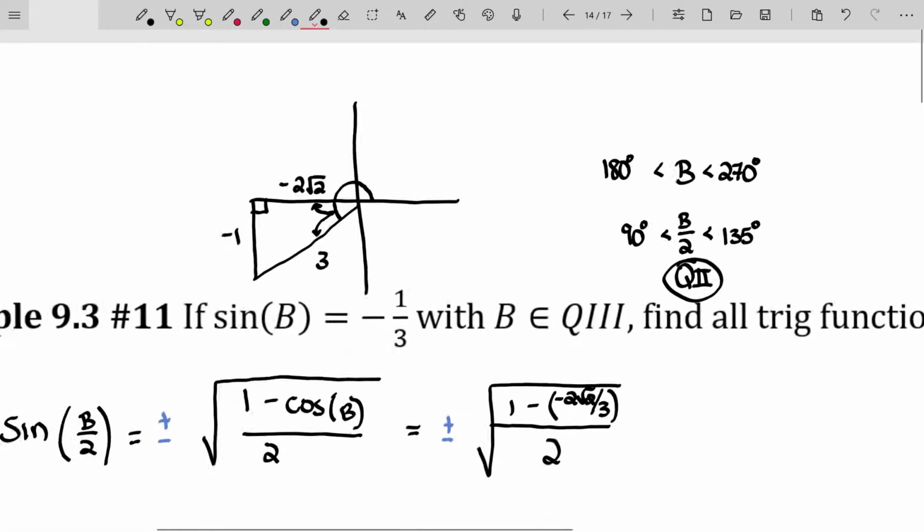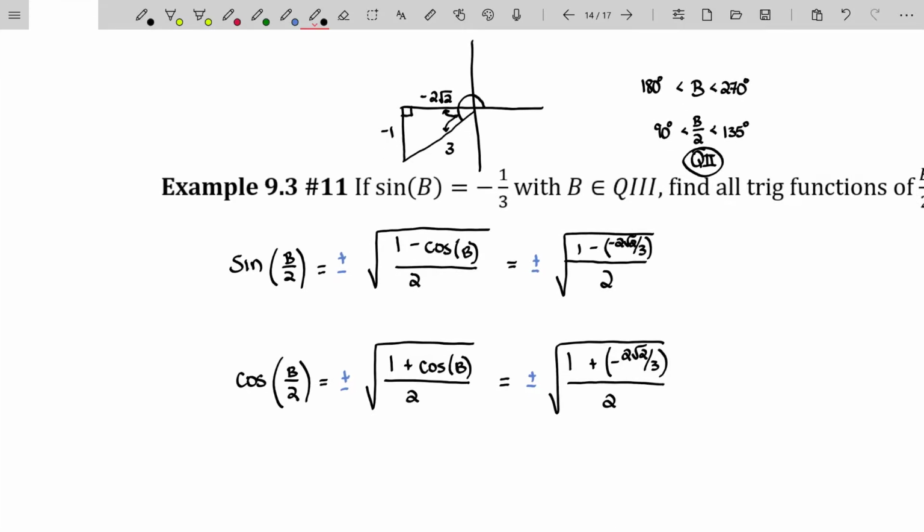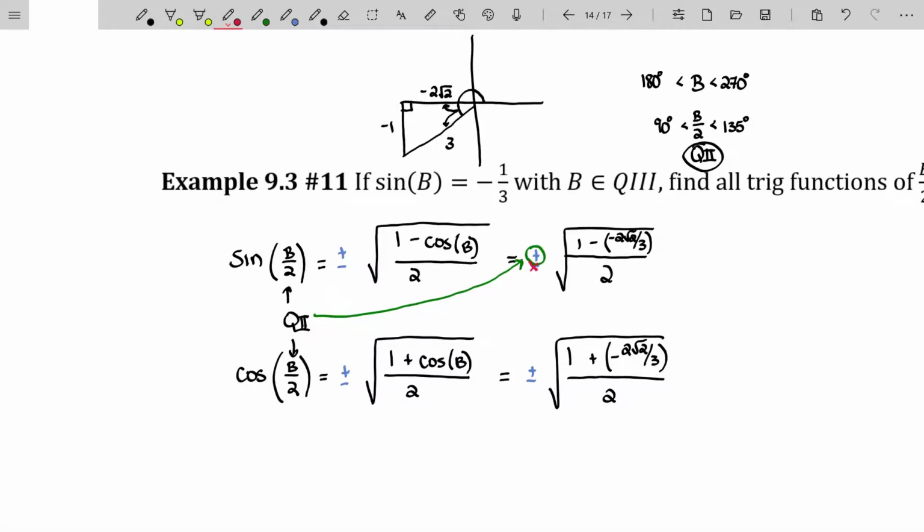So I know that B over 2 is a quadrant 2 angle. I'm actually going to just place it right here. Quadrant 2 angle. That's what that B over 2 is. And I happen to know in quadrant 2, the sine, this guy right here, is going to be positive. So I'm going to X out the negative. And in quadrant 2, the cosine is going to be negative. So I get to X out the positive there.